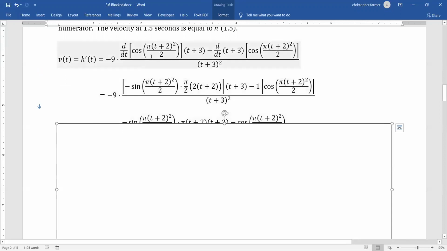Okay, so again, just kind of working through this. The derivative of cosine is negative sine. Don't touch anything on the inside. And then once you get past that, we have to multiply by the derivative of the inside.